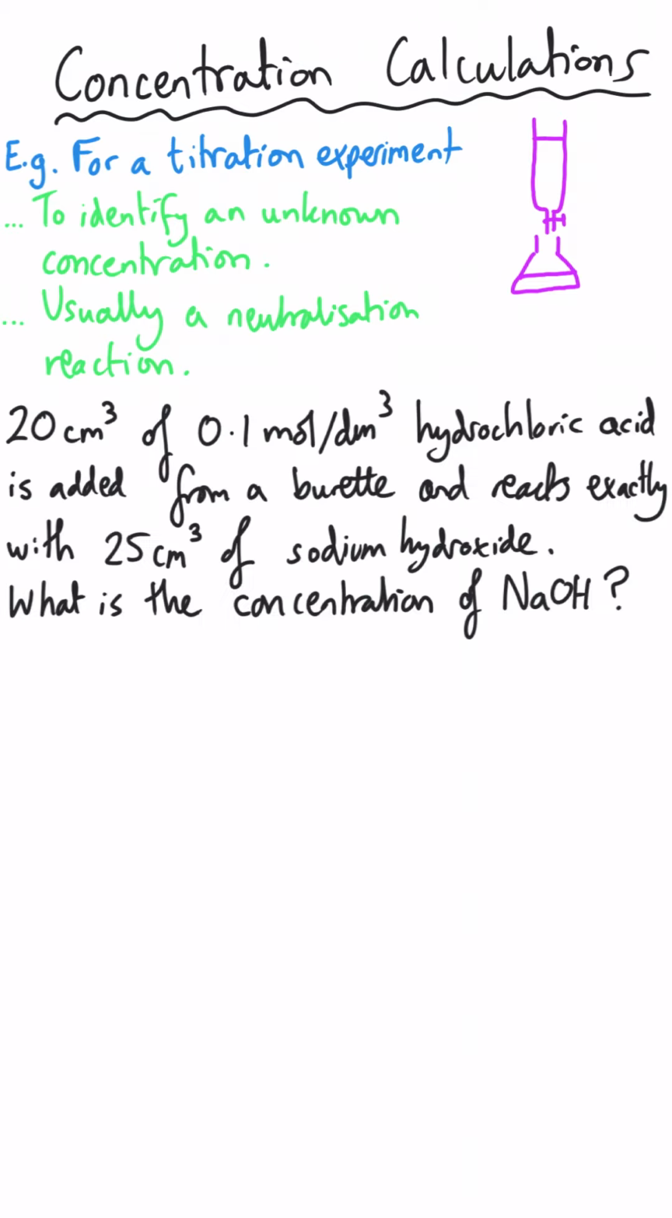So if we take a look at this first scenario, we are shown that there is hydrochloric acid that has got a concentration of 0.1 moles per decimeter cubed, but we don't know the concentration of sodium hydroxide. However, what we do know is that 20 cm cubed of hydrochloric acid exactly is added from the burette, and that reacts with 25 cubic centimeters of sodium hydroxide in the conical flask. And so we can use all of this information to work out what the sodium hydroxide concentration is.